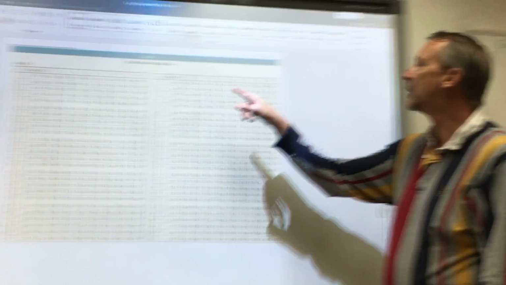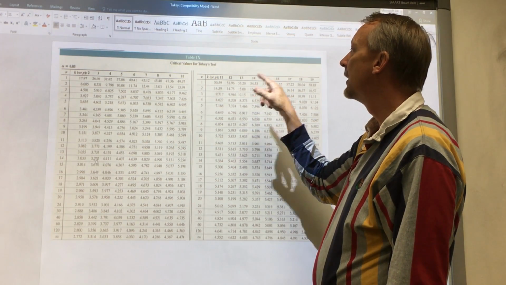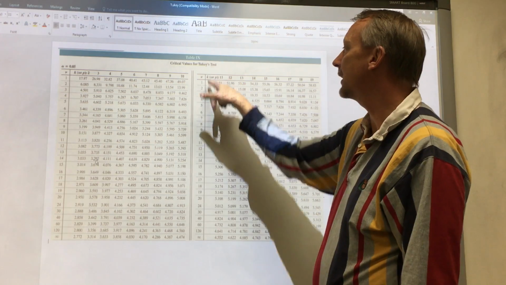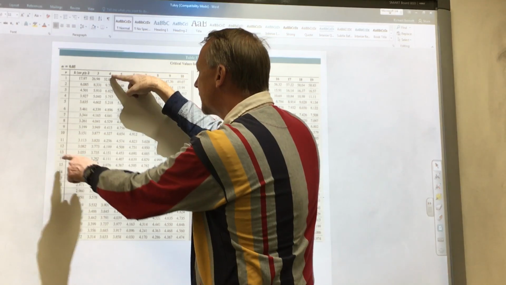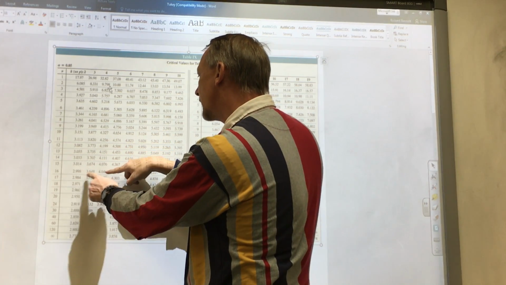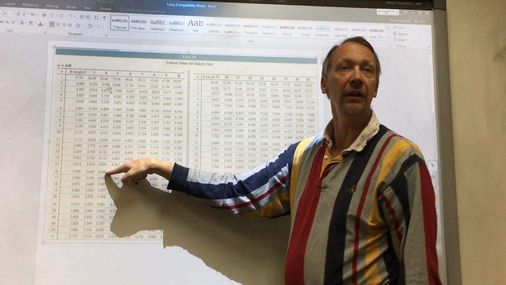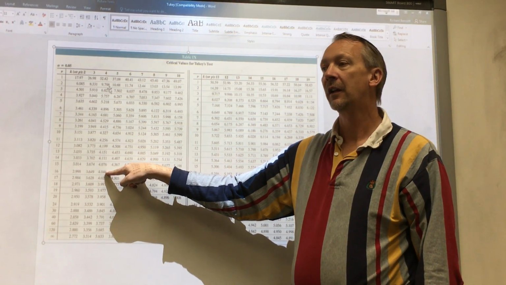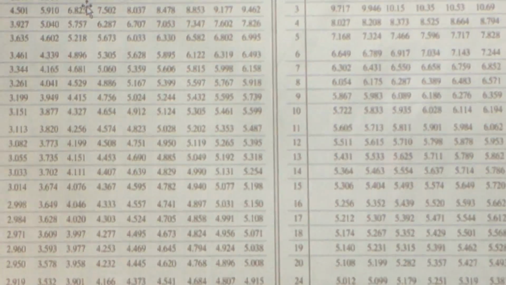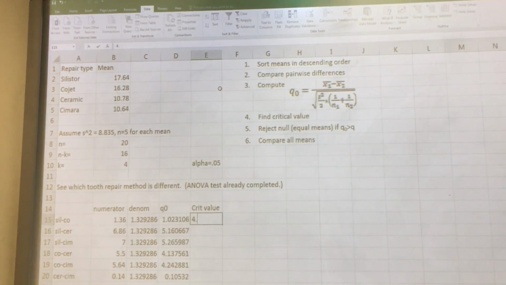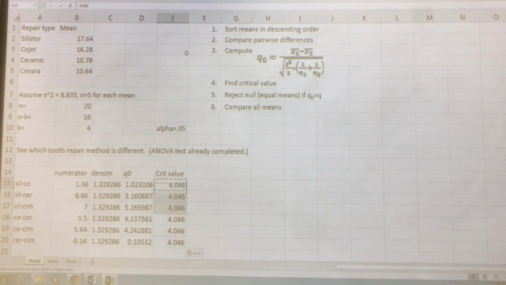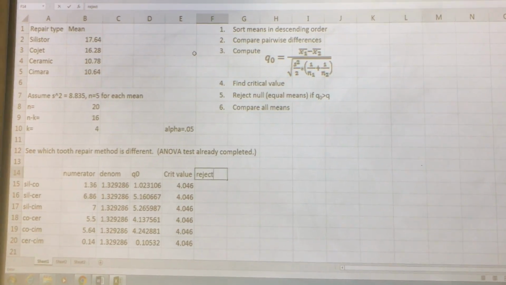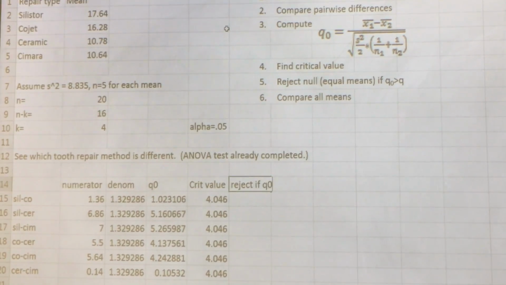So my V is down, so I'm looking at 16. And my K is my number of samples, which was 4. 16 and 4 works out to be 4.046. Do you see that? All right. So here's what we're going to do. I'm going to put that 4.046. I'm going to copy that down. We're going to reject if Q naught is greater than Q.